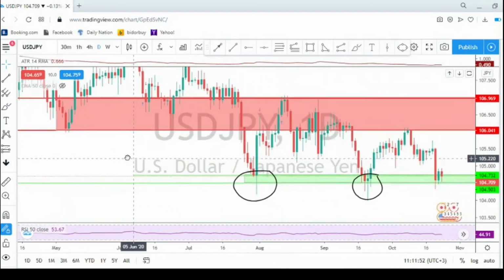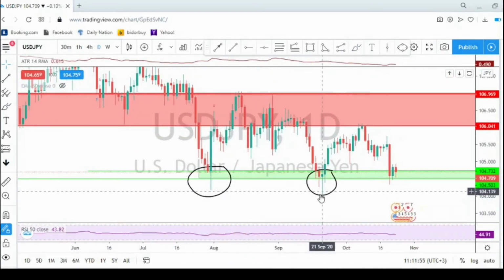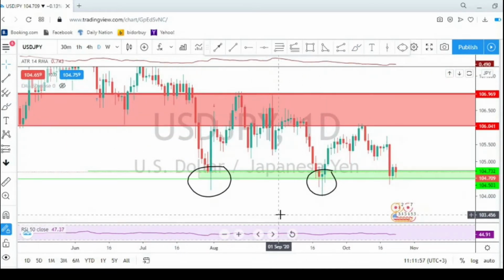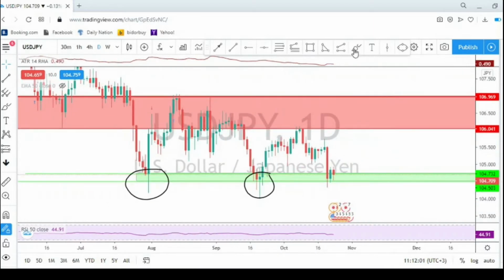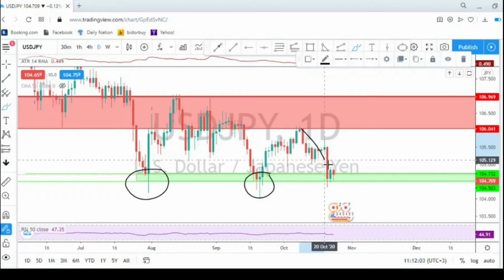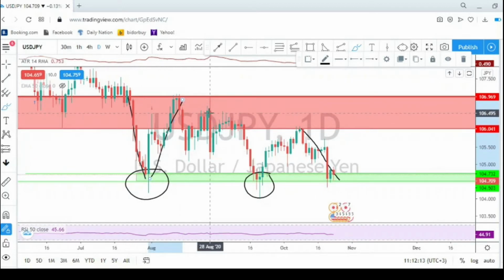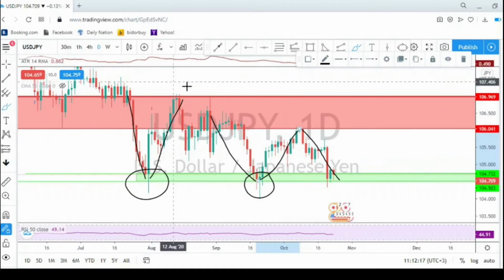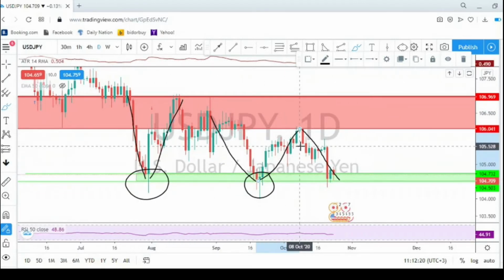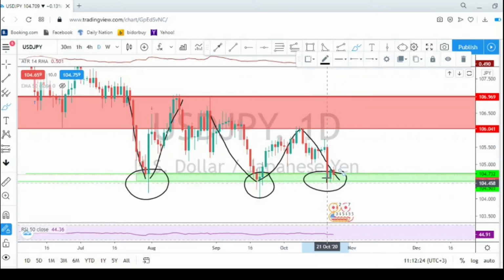So this is a level of structure that was tested as support multiple times, and this market has come back again testing the same support level. And remember, when this market came to this support level, there was a push up. When it came to this support level, there was a push up, and now the market has come again to this support level with this rejection and with this bullish candle.